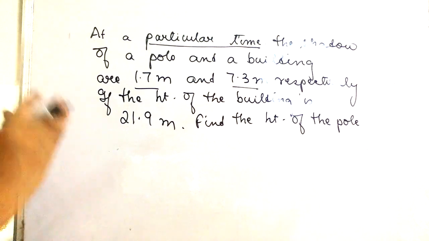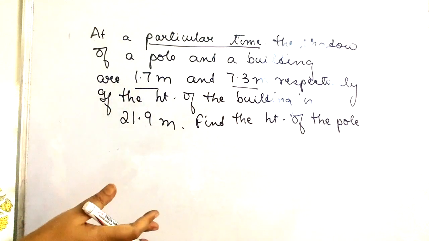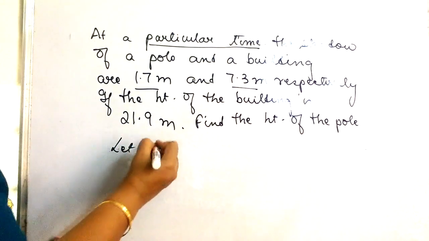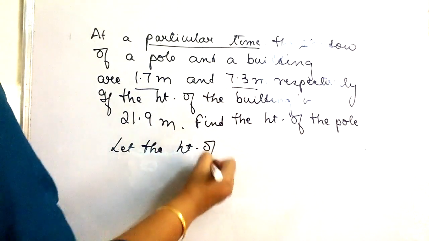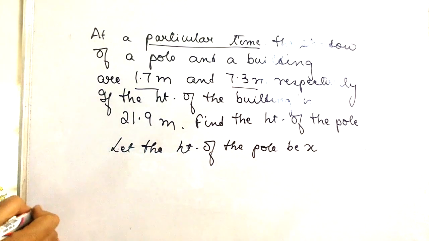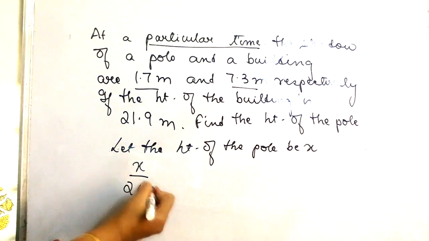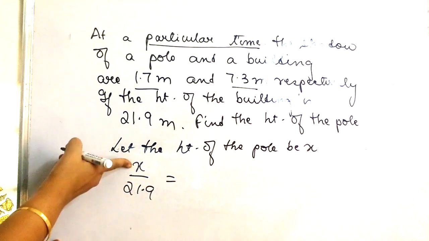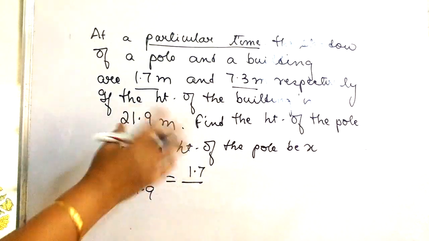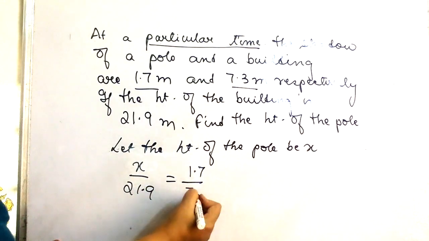Now at a particular time, as I said, the ratio between the heights of the buildings will be equal to the ratio between the length of their shadows. Okay, so let the height of the pole be x. Then x, height of the pole, by 21.9, is equal to, now if I have written the pole's height here, I'll write the pole's shadow here. Remember, don't do it the other way around, you'll go wrong. And this is the height of the building, so here it is the shadow of the building.